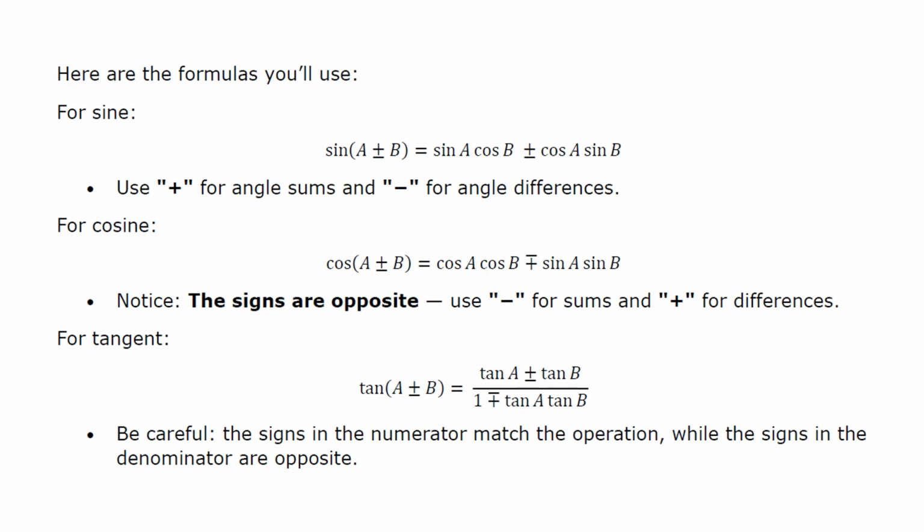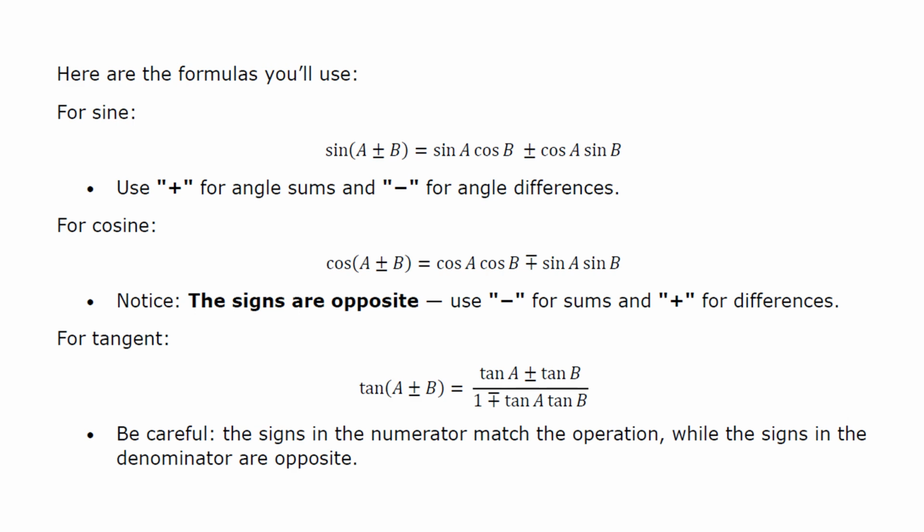For cosine, it's a little different. So we have cosine A plus or minus B equals cosine A times cosine B minus plus sine A times sine B. So here the signs are the opposites. So for the sum of angles, we'll use the subtraction symbol in the formula. And for the difference of angles, we will use the addition symbol in the formula.